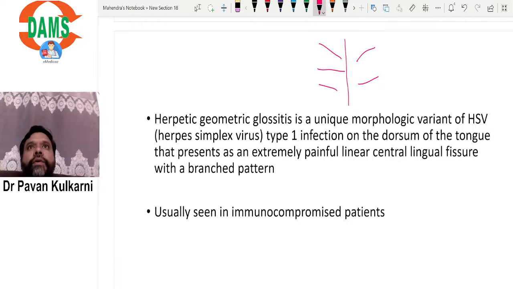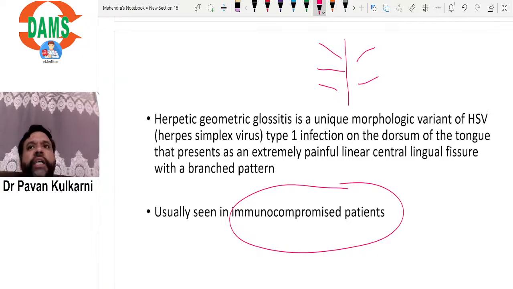So you might ask, sir, how do I differentiate this geometric glossitis from fissured tongue? Yes, you can get confused, but there will be associated herpetic ulcers. You have to identify those ulcers. Okay, and this is very important.